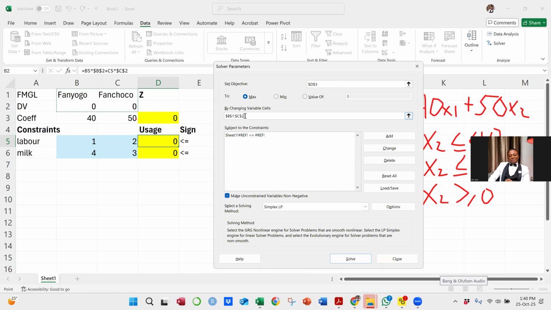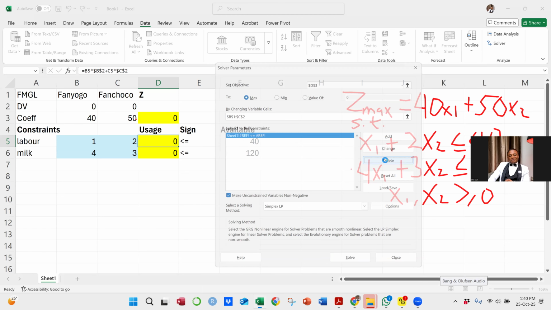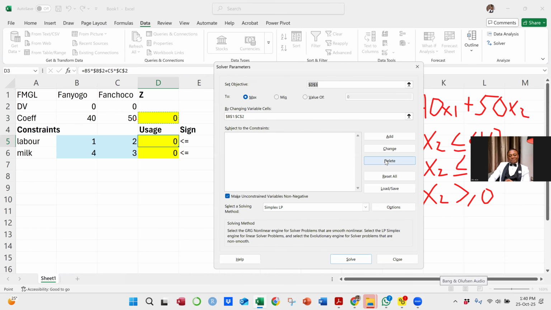Good. So now we are ready to add the constraint. Click on the white space below the constraint. When you click on the white space, a diamond sort of ring will show. Then you click on add.